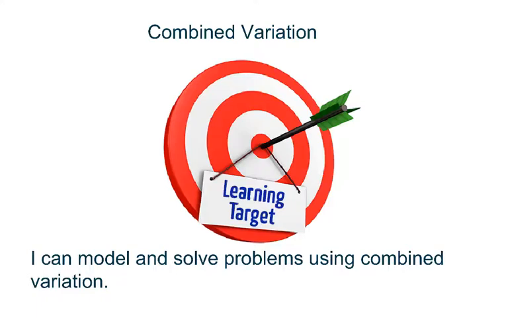This lesson is combined variation. Our learning target is I can model and solve problems using combined variation. So what you're going to see is direct and inverse, like we were doing the last 2 days.